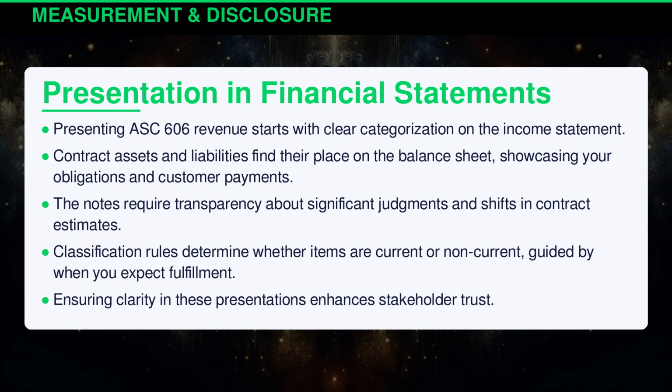Presenting ASC 606 revenue starts with clear categorization on the income statement. Contract assets and liabilities find their place on the balance sheet, showcasing your obligations and customer payments. The notes require transparency about significant judgments and shifts in contract estimates. Classification rules determine whether items are current or non-current, guided by when you expect fulfillment. Ensuring clarity in these presentations enhances stakeholder trust.